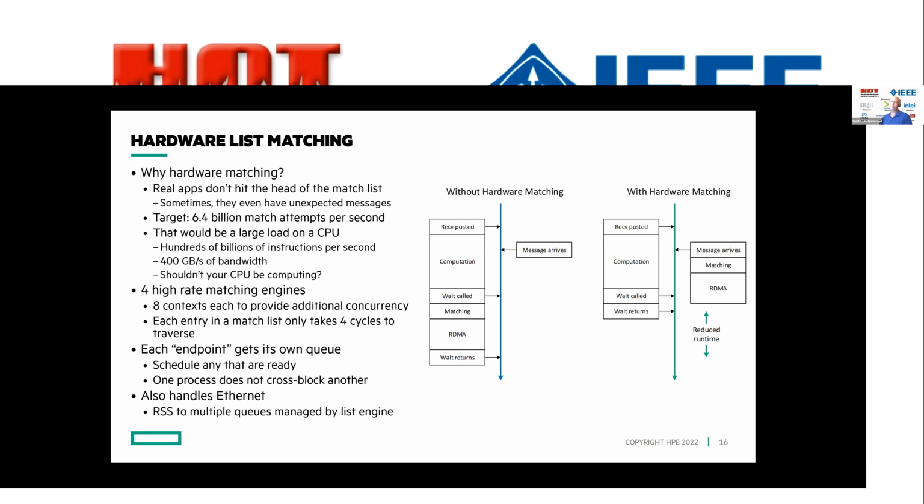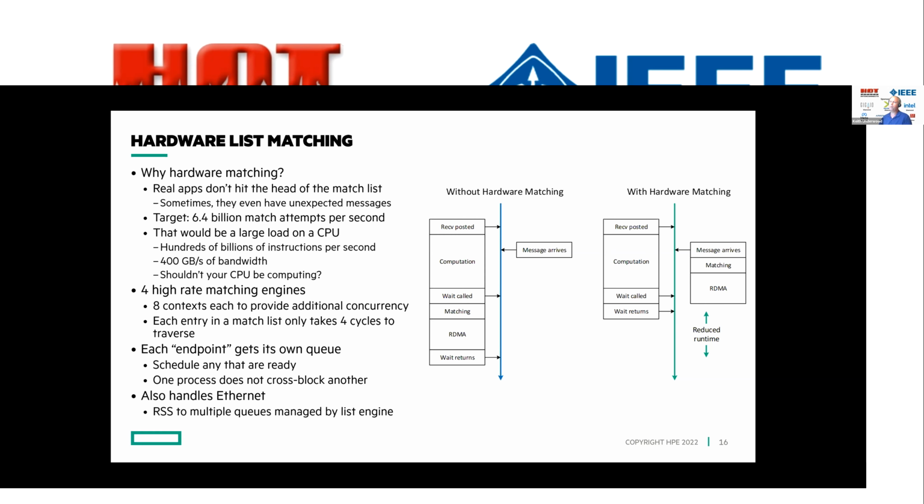And so we targeted 6.4 billion match attempts per second. That's 64 match attempts per message at 100 million messages per second. And if you think about what that would mean on a CPU, it would be an enormous load. Assuming those were misses in the cache, that would be something like 400 gigabytes per second of bandwidth that you burn through. It would be hundreds of billions of instructions being executed. And we'd rather leave the CPU off doing computing than doing that matching work.